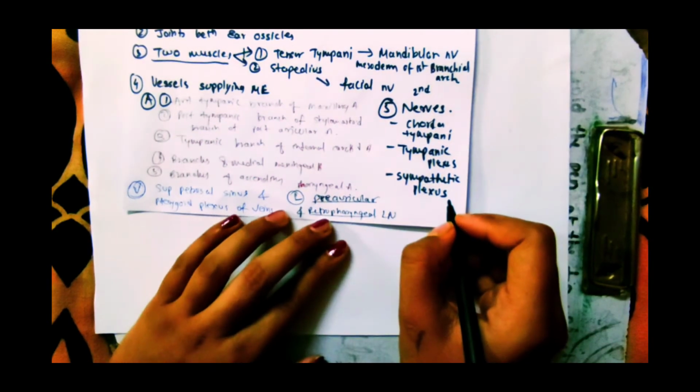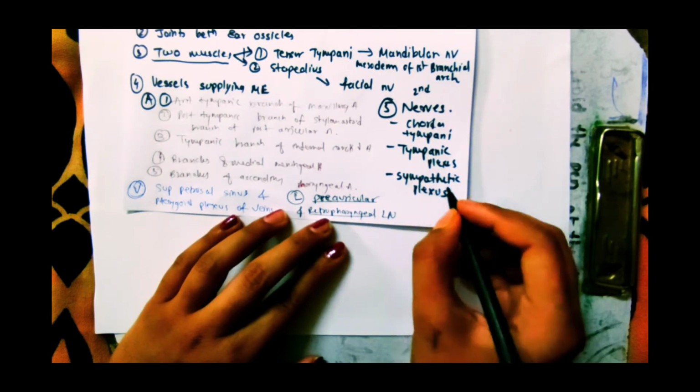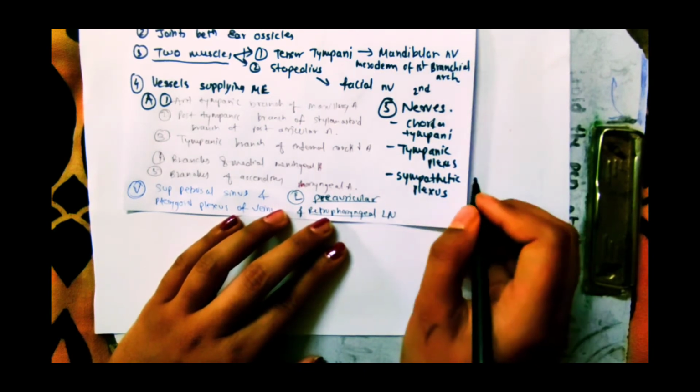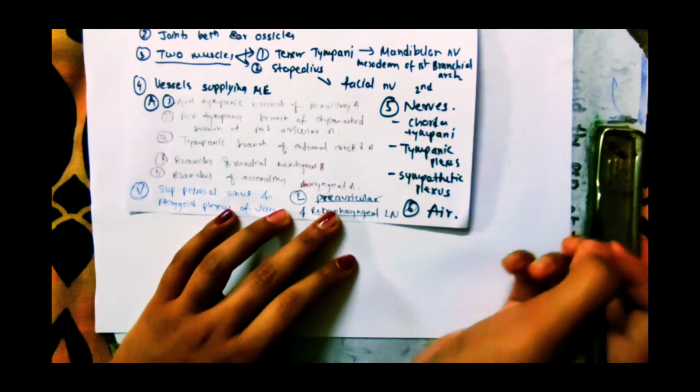Superior and inferior caroticotympanic nerves are derived from the sympathetic plexus, and they give vasomotor fibers to the mucous membrane. And the sixth content is the ear ossicles.